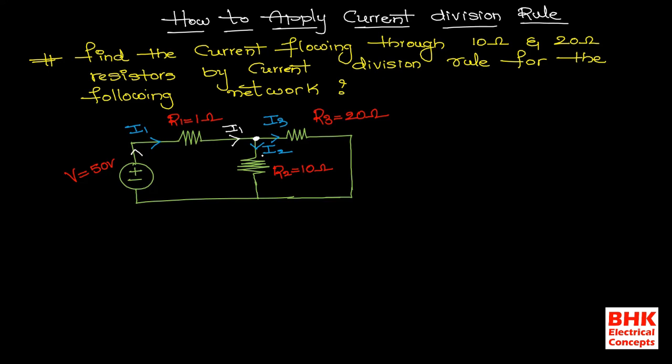The meaning of current division rule is what? Whenever we are going to find the divided currents from this junction point, which are going in individual branches like R2 and R3, we need to find these two currents, I2 and I3. This is possible by using the concept of current division rule. And how are we going to apply this rule, what is its formula, and how are we calculating the values of I2 and I3 in this given network? Let's see.